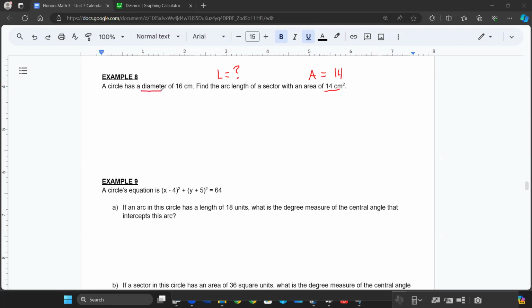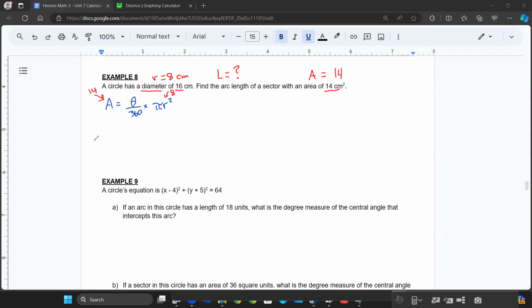Since the diameter is 16, we always really work with the radius on these problems. So I'm going to write the radius is 8. Remember, the radius is the diameter divided by 2. What I'm going to first do is write the area formula, because since I have the radius, I can find the degree measure and plug that into the length. So the area is the degree measure, theta, over 360, multiplied by pi r squared. I'm going to plug in 14 for A, and 8 for R. So 14 is going to go here, and 8 is going to go right there.